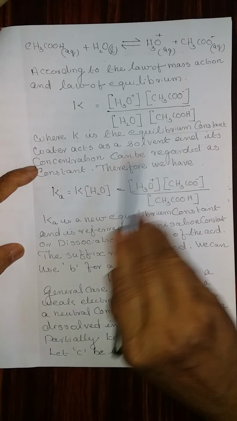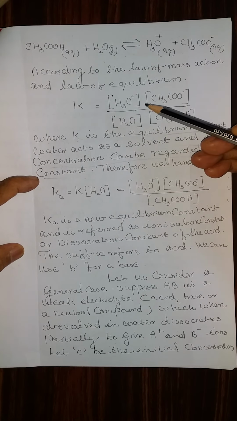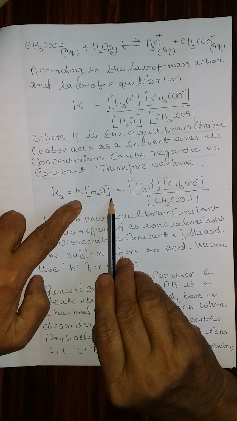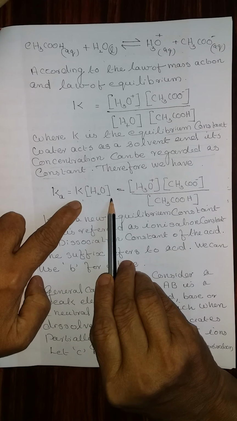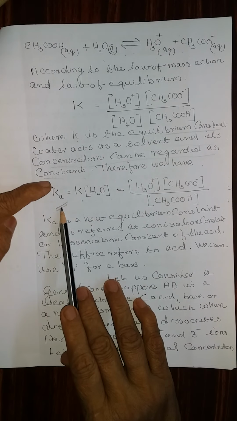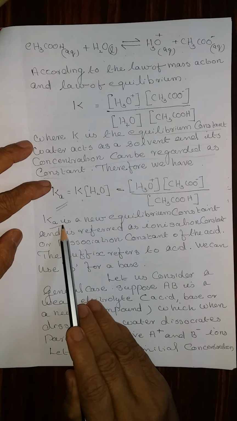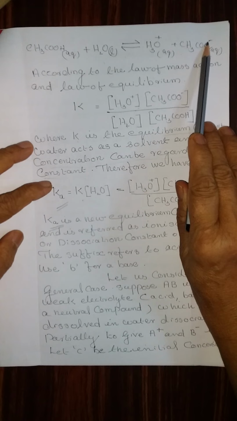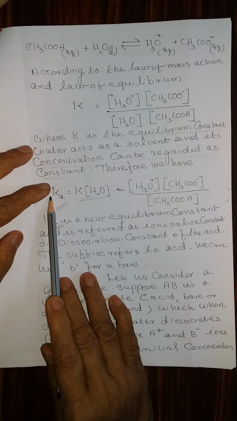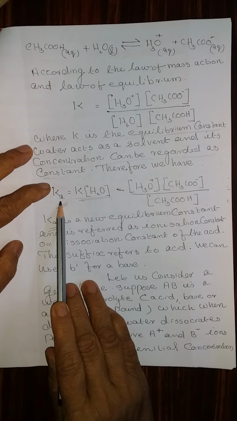Water acts as a solvent and its concentration can be regarded as a constant. We are going to take water as a constant. Therefore, bring this water towards this side. For example, equilibrium constant times water, we can represent by means of another constant called Ka. Therefore, we have Ka, the equilibrium constant of an acid. We are discussing an acid, so when we bring this water towards the equilibrium constant, we use another equilibrium constant with a subscript Ka. A represents an acid.